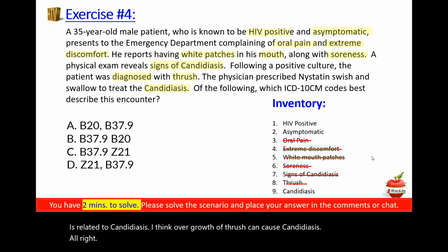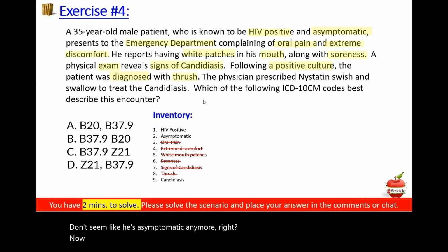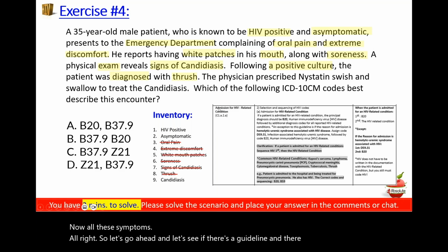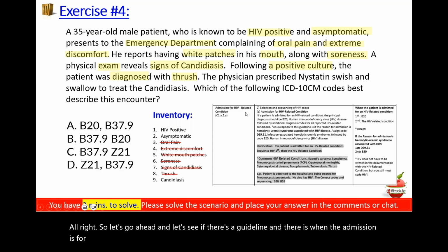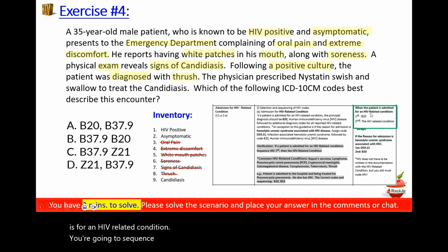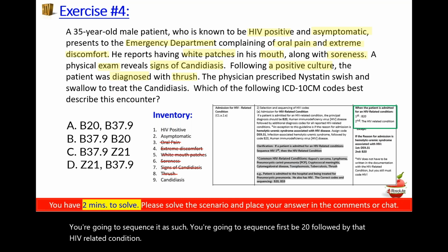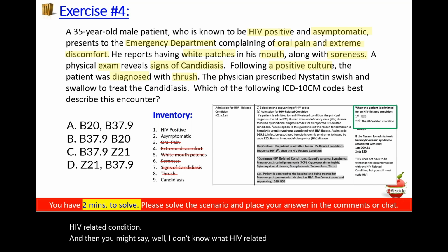All right. So this patient is HIV positive and asymptomatic. Doesn't seem like he's asymptomatic anymore, right? Nope. All these symptoms. All right. So let's go ahead and see if there's a guideline, and there is. When the admission is for an HIV related condition, you're going to sequence it as such. You're going to sequence first B20 followed by that HIV related condition. And then you might say, well, I don't know what an HIV related condition is.